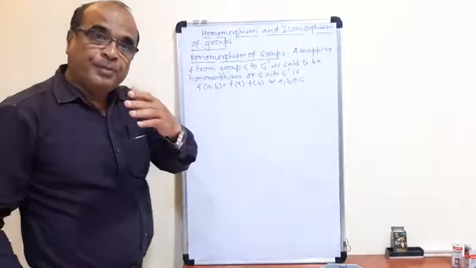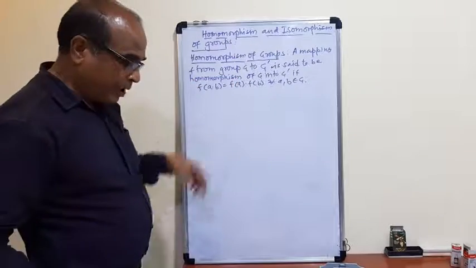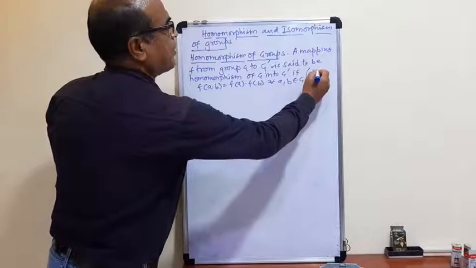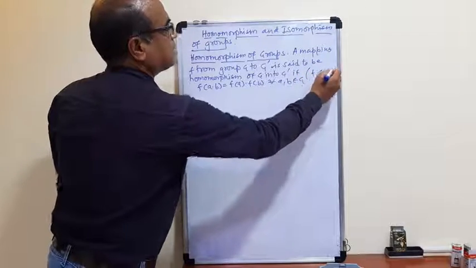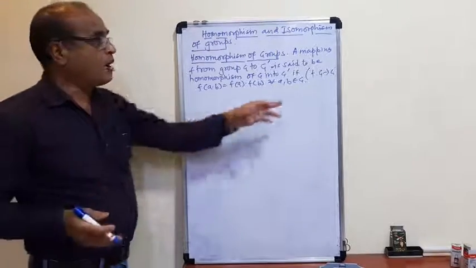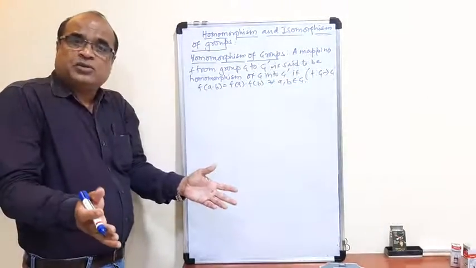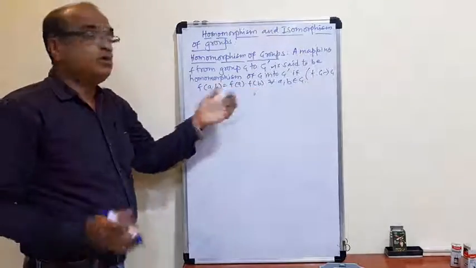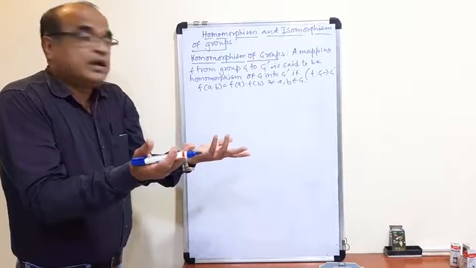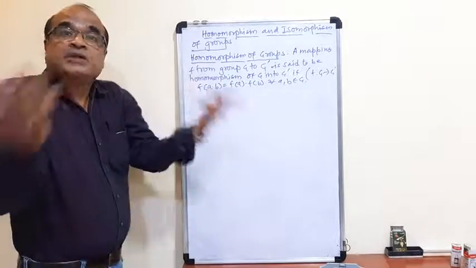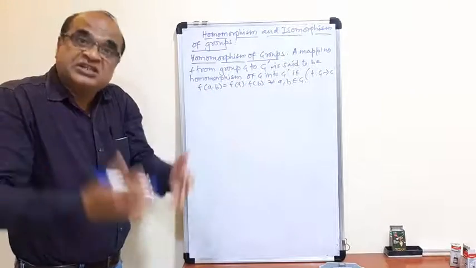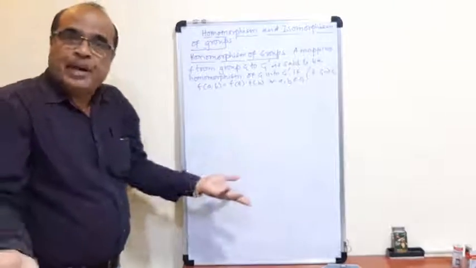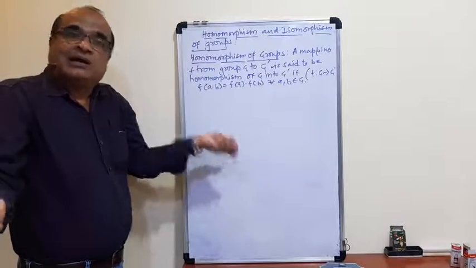Then the mapping f from G to G dash is said to be a homomorphism if f(a·b) = f(a)·f(b) for all a, b belongs to G. Then the function f is said to be a homomorphism from G to G dash. So this definition is very simple. We take an example to understand the definition better.